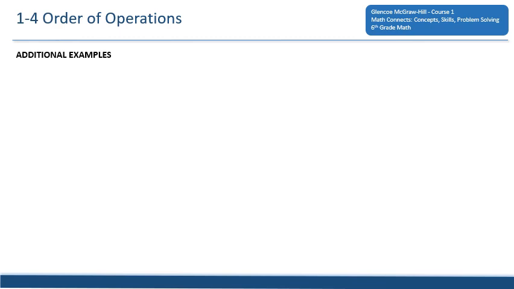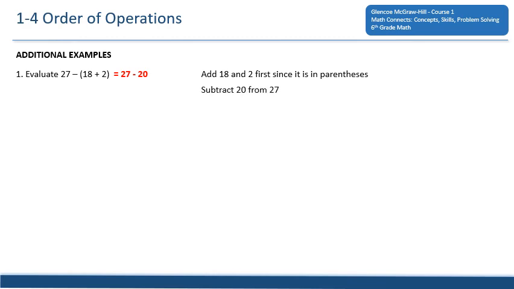Right, additional examples. Evaluate 27 minus parentheses 18 plus 2. So PEMDAS, there are parentheses right off the bat. So we need to solve 18 plus 2, and that means 27 minus 20. Are there exponents? No. Multiplication and division? No. Addition and subtraction? Yep, subtraction. So it's the only one left, but it's not a bad idea to ask yourself that question every time you're doing a problem so that it becomes second nature to you. So the answer is 7.